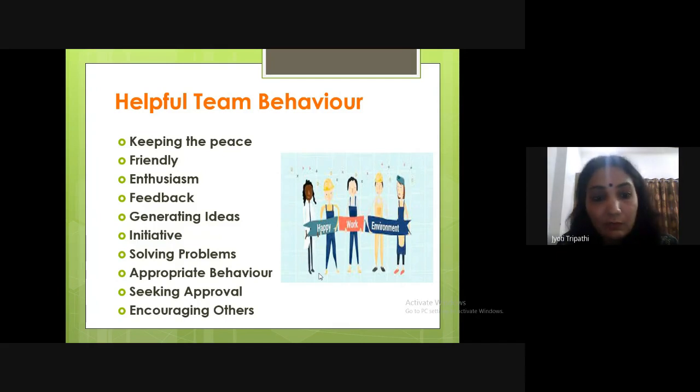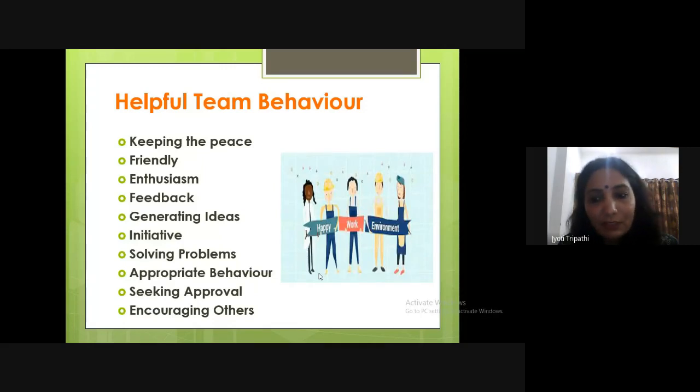Seeking approval. Yes, most of the time people think that seeking approval means being submissive. Why should I submit myself? Why should I seek approval? We have horizontal communication and we are working at the same level, so I should not seek approval. But seeking approval doesn't mean you are being submissive. Seeking approval means you are giving due weightage and importance to the other member of the team.